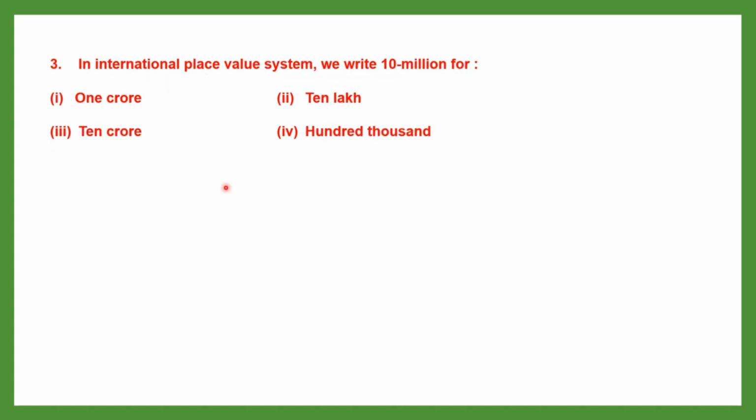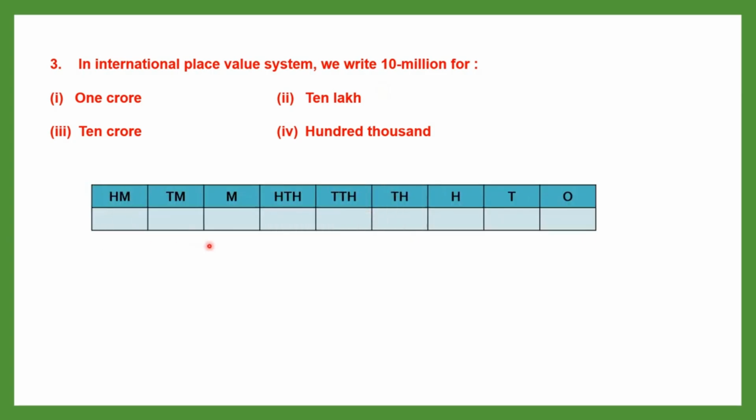Question 3. In international place value system, we write 10 million for which of these: 1 crore, 10 lakh, 10 crore, 100,000? For which of these do we write 10 million in the international place value system? So let's draw that first. So we have the international place value system here. Now 10 million, let's write 10 million here. So when we write 10 million, it is here. That means all these are zeros. This is the international system.